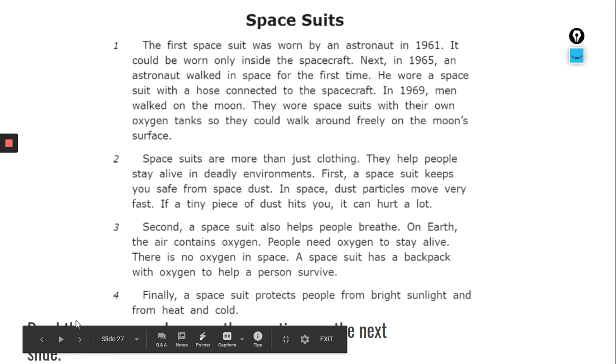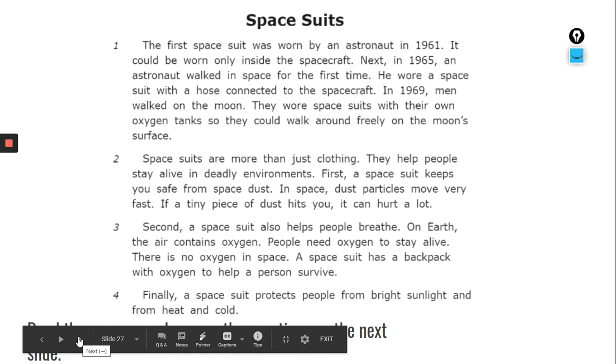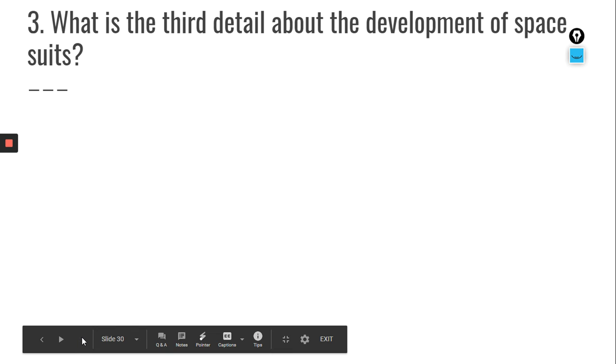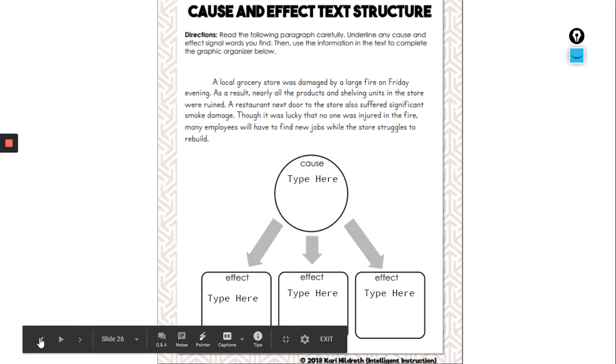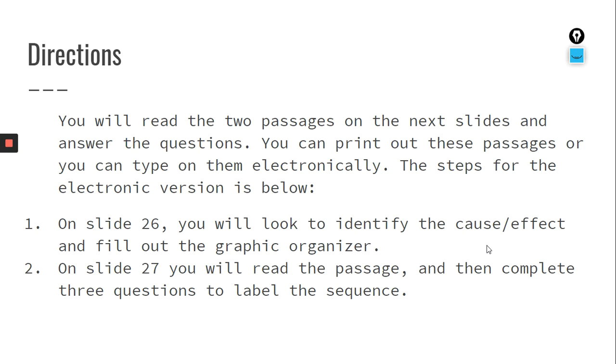Now, this next one is entitled Spacesuits, and it's all about spacesuits and the history of making them. So this one, you're going to look for sequential text structure. I'm going to ask you these questions, and you're going to write them out. What happened first? What happened second? And what was the third detail? So you have two very short passages, and I want you to complete those questions to practice identifying cause and effect, but also sequential text.